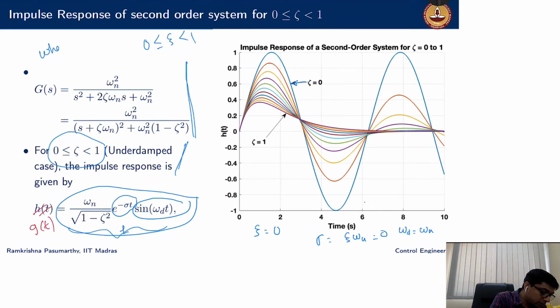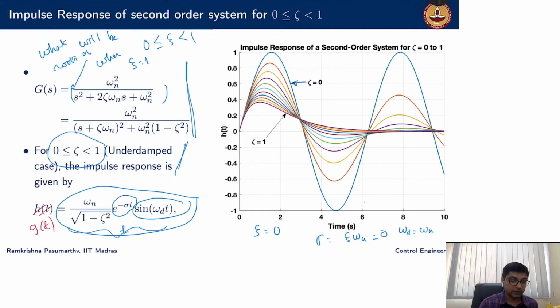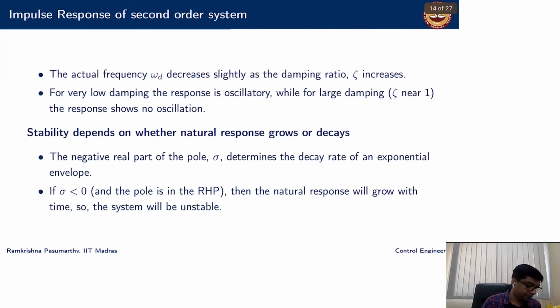And this will also be a little question. What will be the roots of this guy when zeta equal to 1? I'll answer this shortly, but think of this.